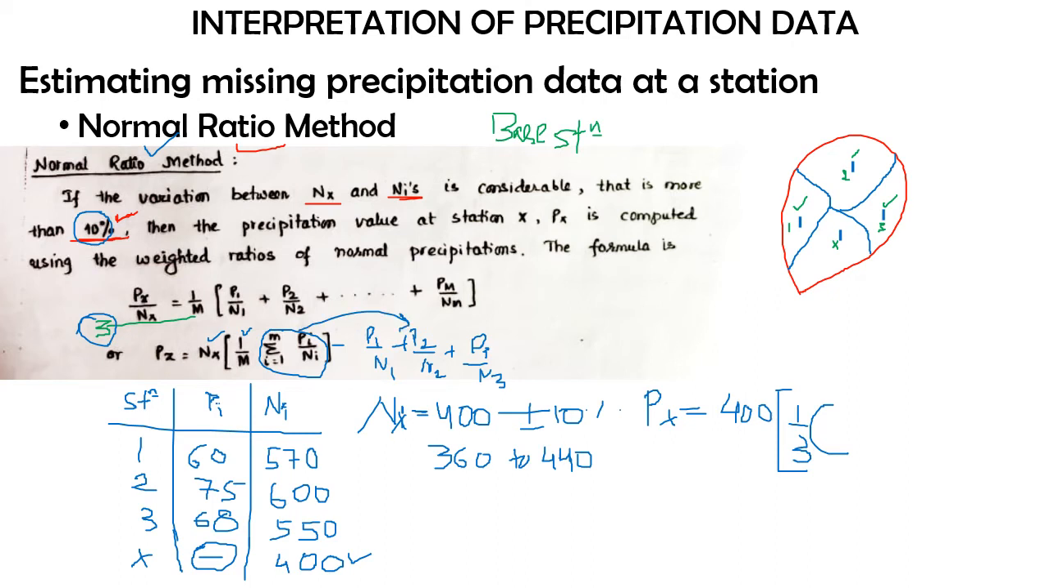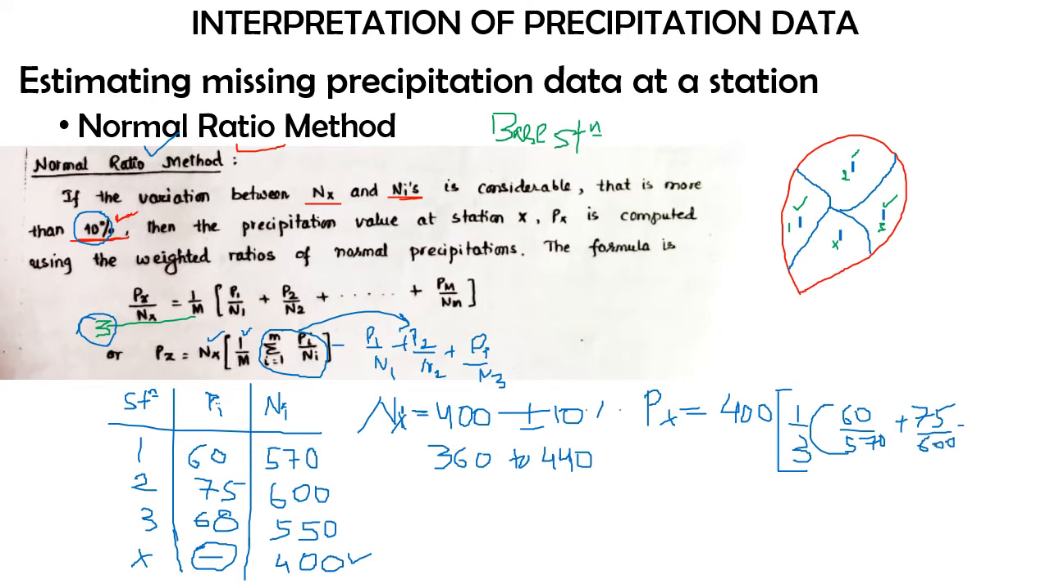So keeping that in mind, if I try to calculate this, here I have the P1 by N1 value as 60 divided by 570. Then we have 75 by 600, where P2 is 75 and the N2 value is 600. I hope you are able to follow me with this.